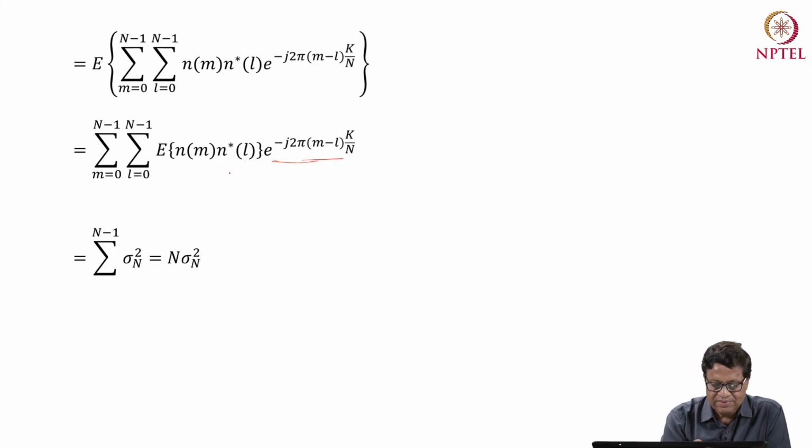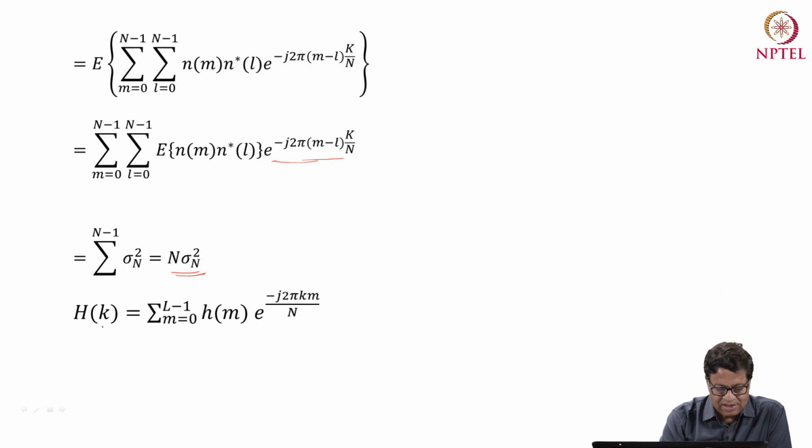So this gives you, because each component Nm into Nl conjugate will give you sigma n square. This is only valid for l equal to m, and then this is summed over all the subcarriers, which will give you N times sigma n square. So this is the variance. So the variance has increased, it has become N sigma n square.